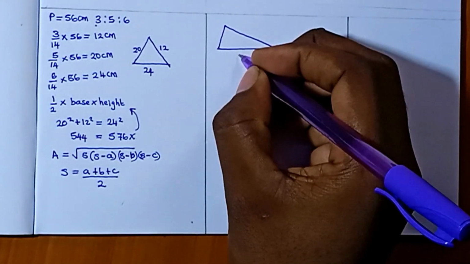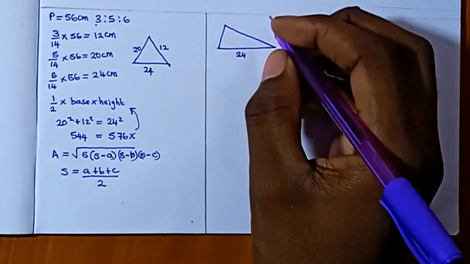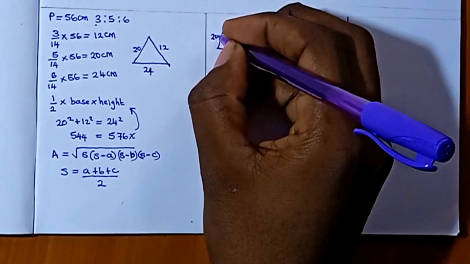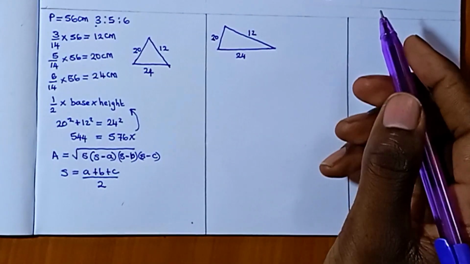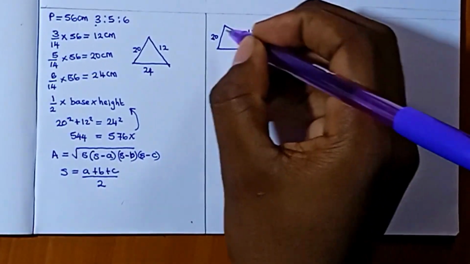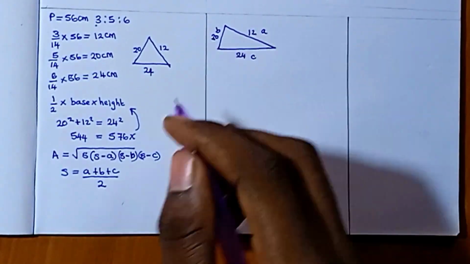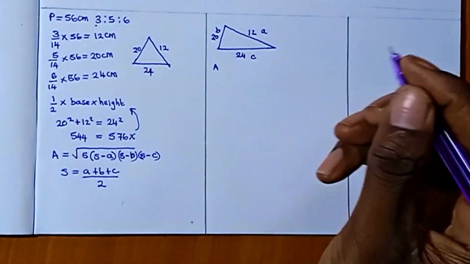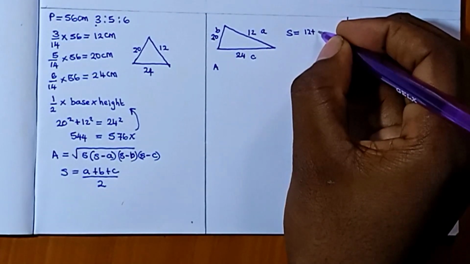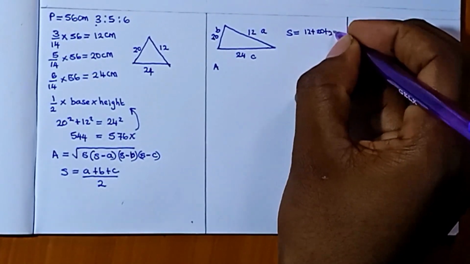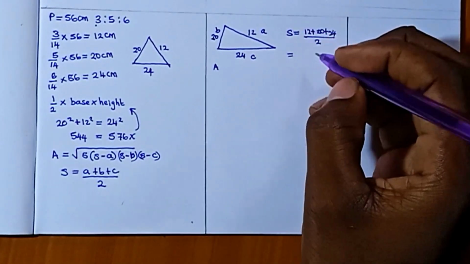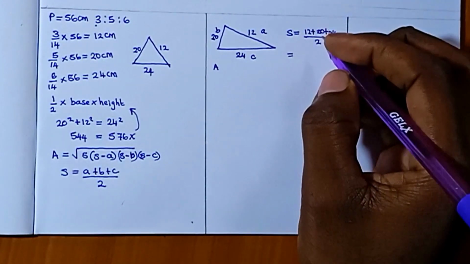So you can have this sketch like this. Let this be 24, 12 and 20, or any other way. Let this be a, b and c, so that we can find the area. So s is equal to 12 plus 20 plus 24 all over 2, which is 56 divided by 2, equal to 28.